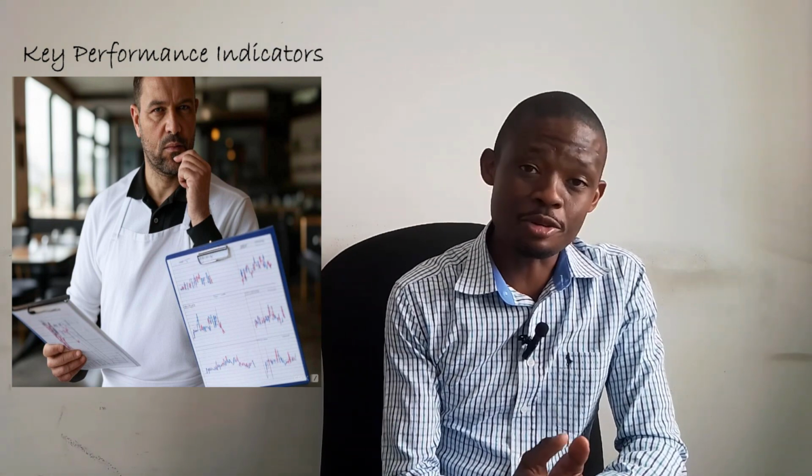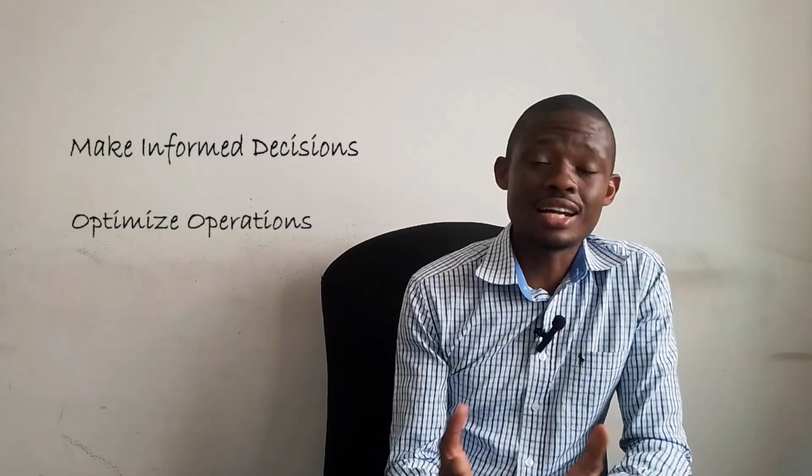Today we're diving into the crucial topic of key performance indicators. Let's explore 7 critical KPIs that every restaurant should keep track of. Key performance indicators are measurable values that demonstrate how effectively a restaurant is achieving its key objectives. They provide insight that helps you make informed decisions, optimize operations, and ultimately increase profitability.